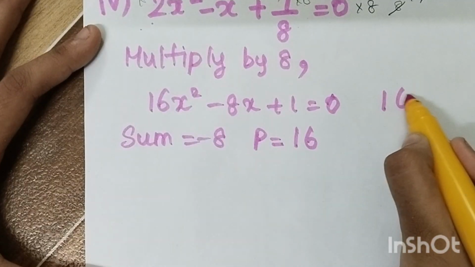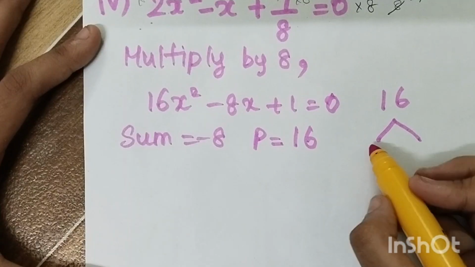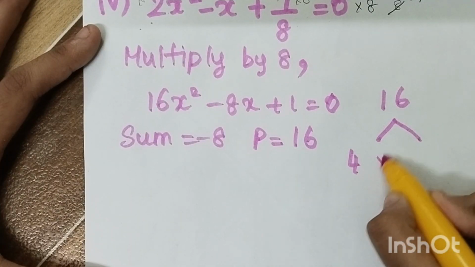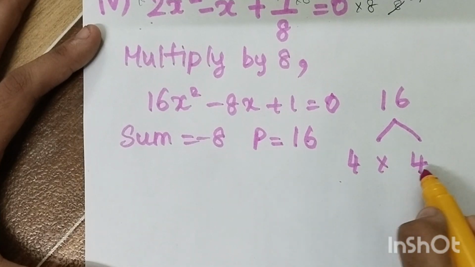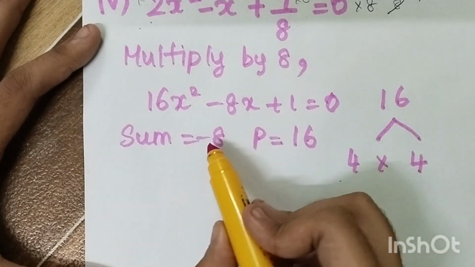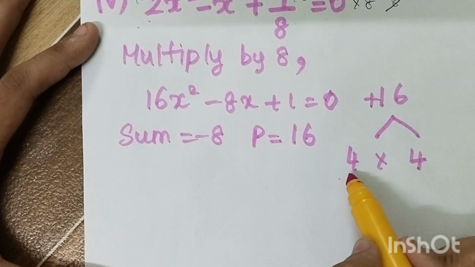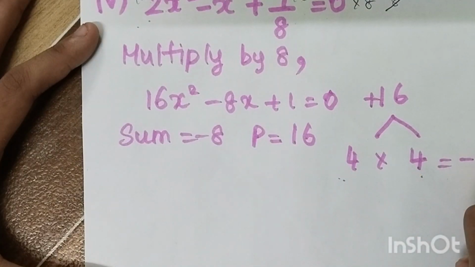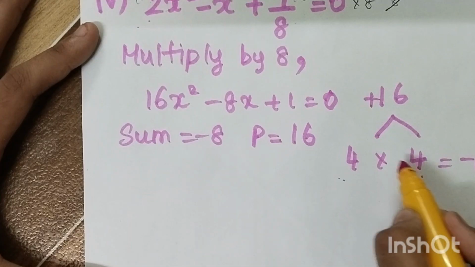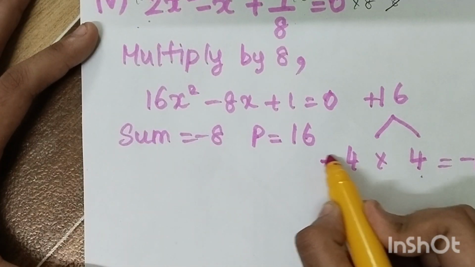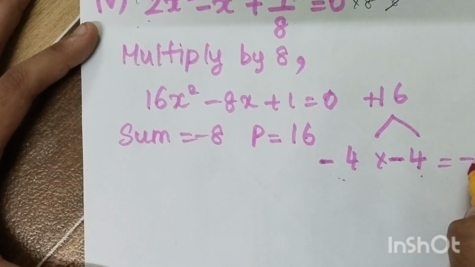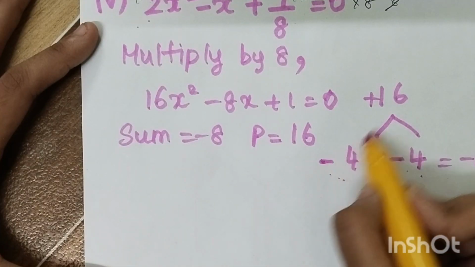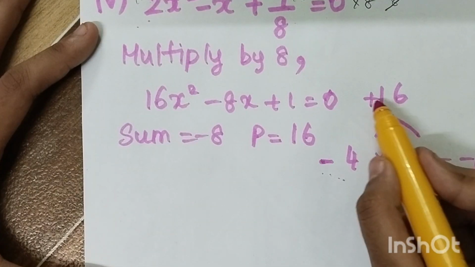So I have to split this 16. I can split it as 4 fours are 16. Plus 16 is my product, so no issues. But when I look at the sum, it is −8. So if I put minus and minus, I'll get −8, and if I multiply −4 and −4, it will become +16, because minus into minus is plus.